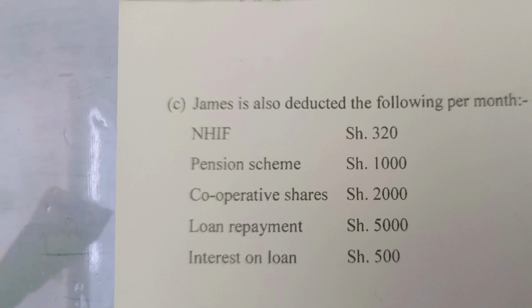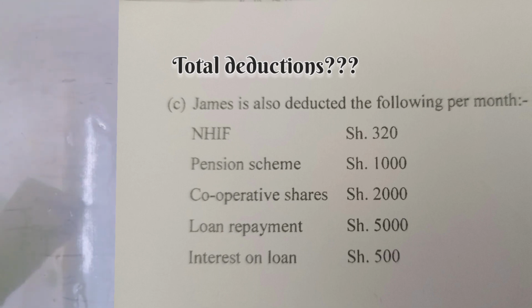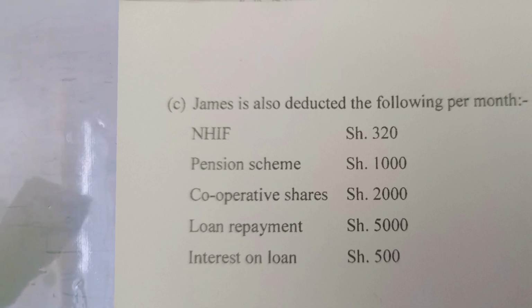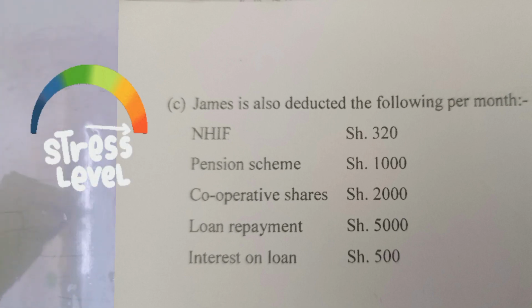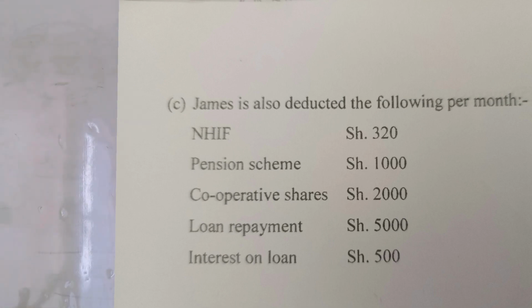Now let us focus on that part on your screen. The part on the screen is telling you that besides the tax, this person is also entitled to other deductions, such as the National Health Insurance Fund, that is NHIF, the pension scheme, cooperative shares, loan payments, and interest on loan. In this context, you realize the government has compulsory deductions on employees' salary. Other cash deducted from salary is given a collective term called deductions. So I see the question is asking you to calculate James's total deductions per month.